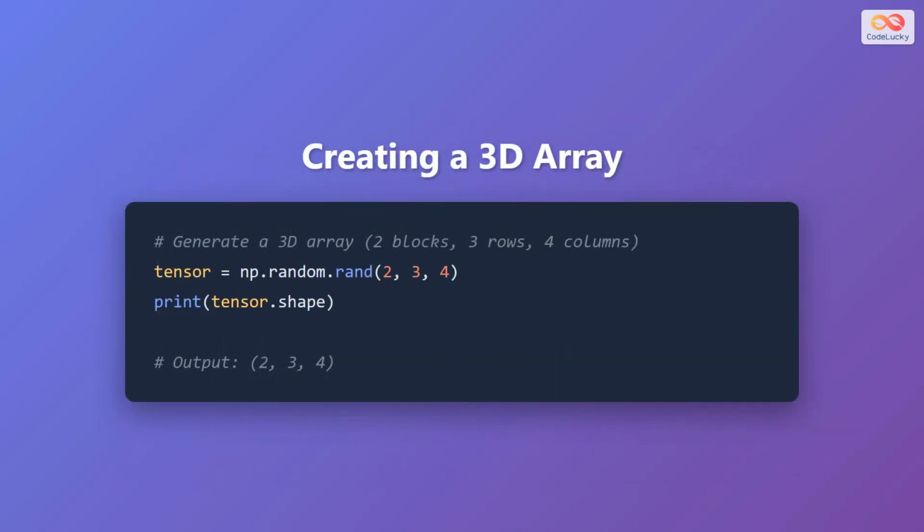You can extend this to 3 dimensions or higher. Here, we create a 3-dimensional array by passing 3 arguments, 2, 3, and 4. This generates a tensor with 2 blocks, each containing 3 rows and 4 columns. The shape attribute confirms the dimensions as 2 by 3 by 4. 3-dimensional arrays are commonly used in image processing and deep learning applications.